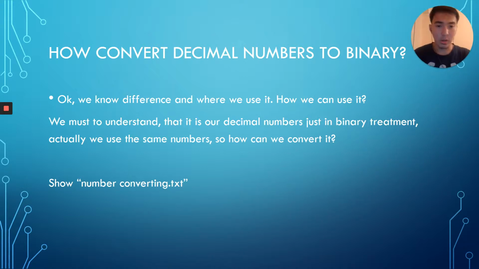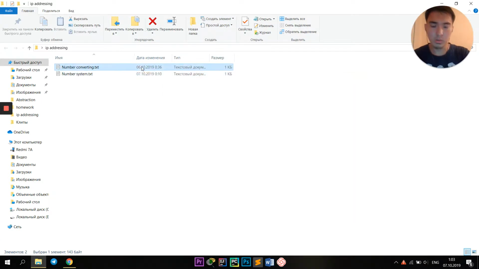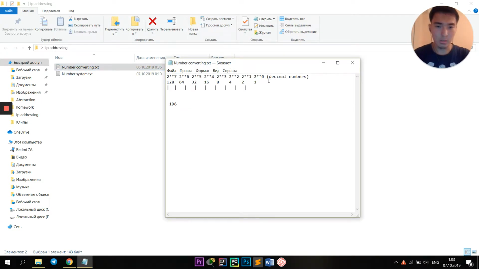To understand this, to convert it, I'll show you in a txt file. So we have a table of numbers. These numbers are only for understanding the logic. Why do these numbers stand here? And we have an example of converting our numbers. So we have one decimal number and we must convert it to binary.